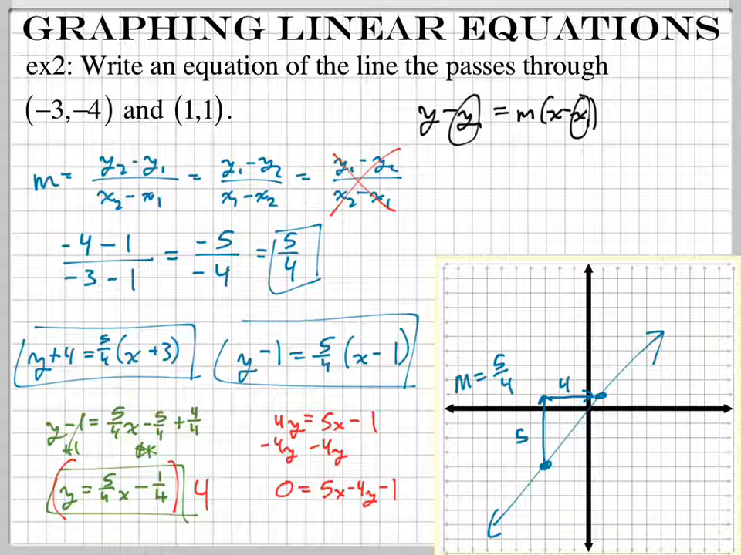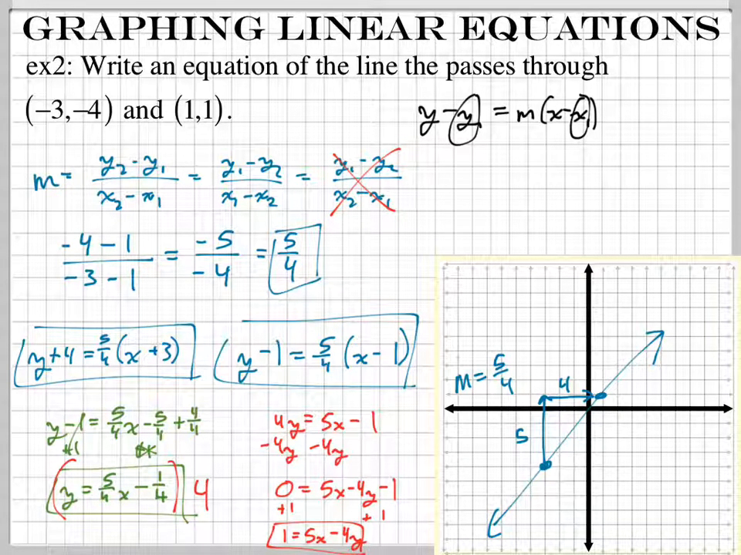Yeah? Get that 1 to the other side. So we add 1 to both sides. We get 1 equals 5x minus 4y. So there we have 3 different ways to write this equation that it's talking about. Here's point-slope form, here's slope-intercept form, and then we have standard form down here.